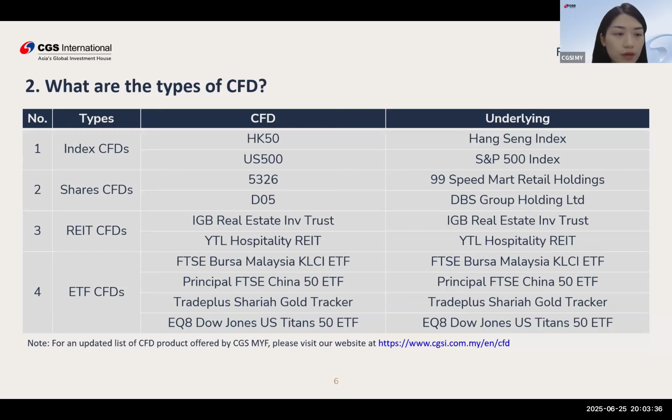Okay, so we have REIT CFD as well. This can target dividend-tendency investors, because you can take a leveraged position in REITs, such as IGB, Axis REIT, and also YTL. And then we also have ETF CFD on various themes such as gold and also the Dow Jones US Titan 50 ETF that tracks the 50 largest US stocks.